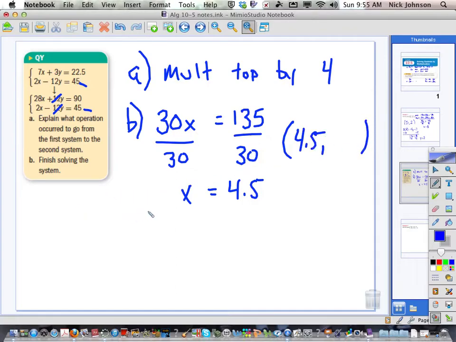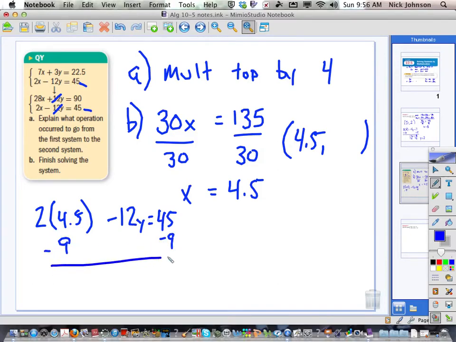I need to go ahead and find my y. Now I'm going to put my x back up into my original equation. I'm going to put in that 2x one. So 2 times x, which is 4.5, minus 12y is equal to 45. 2 times 4.5 is 9, so the inverse of adding 9 is subtracting 9. So I get a negative 12y is equal to 45 minus 9, which is 36. I divide by a negative 12. And my y gives me a negative 3. So the point where those two equations intersect is 4.5 and a negative 3.